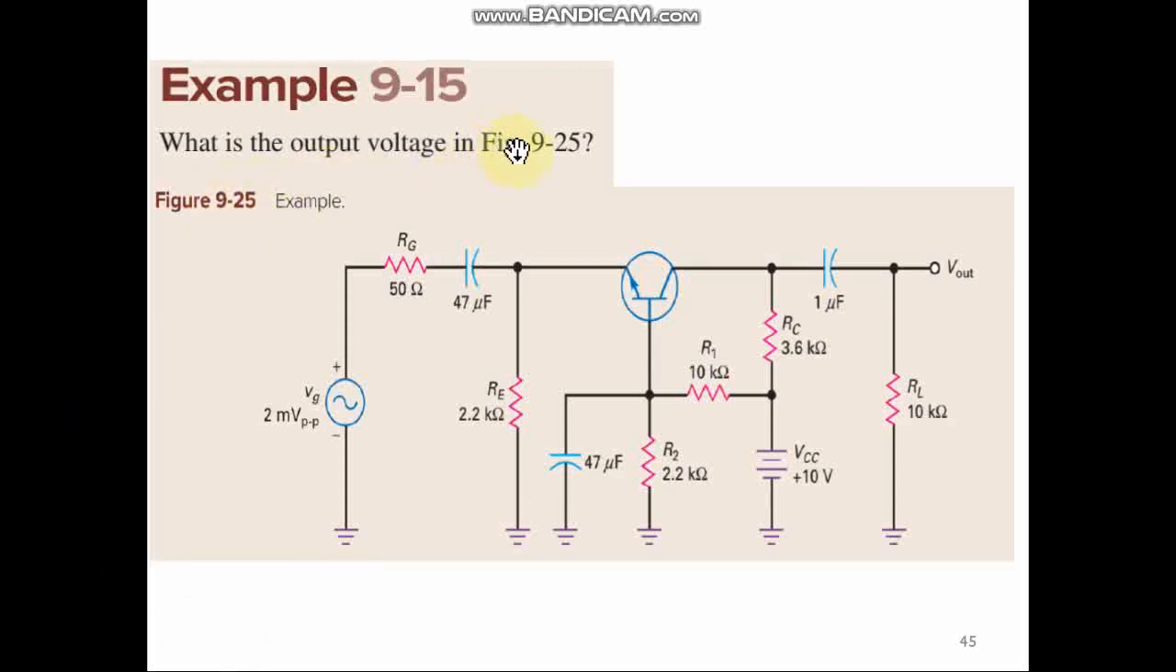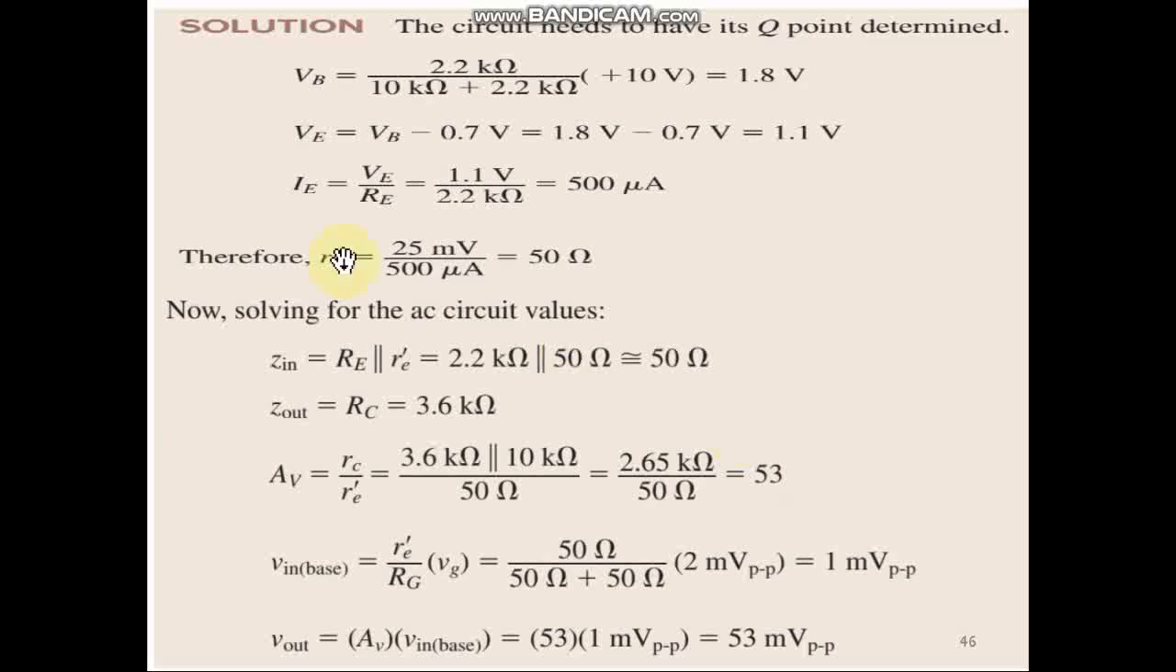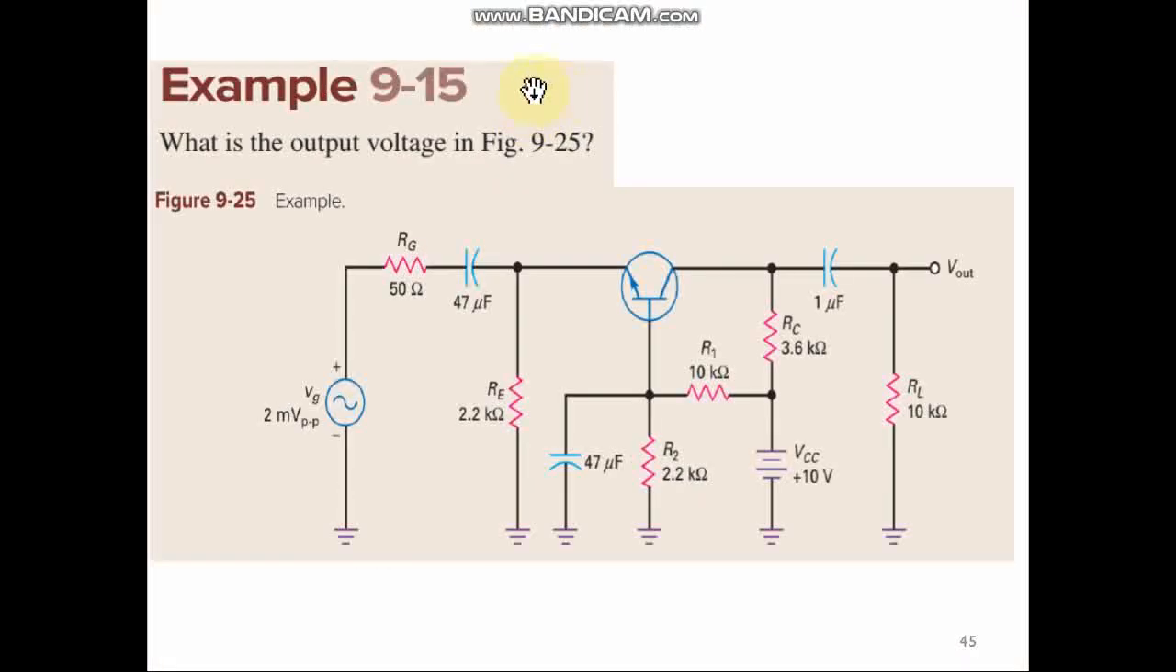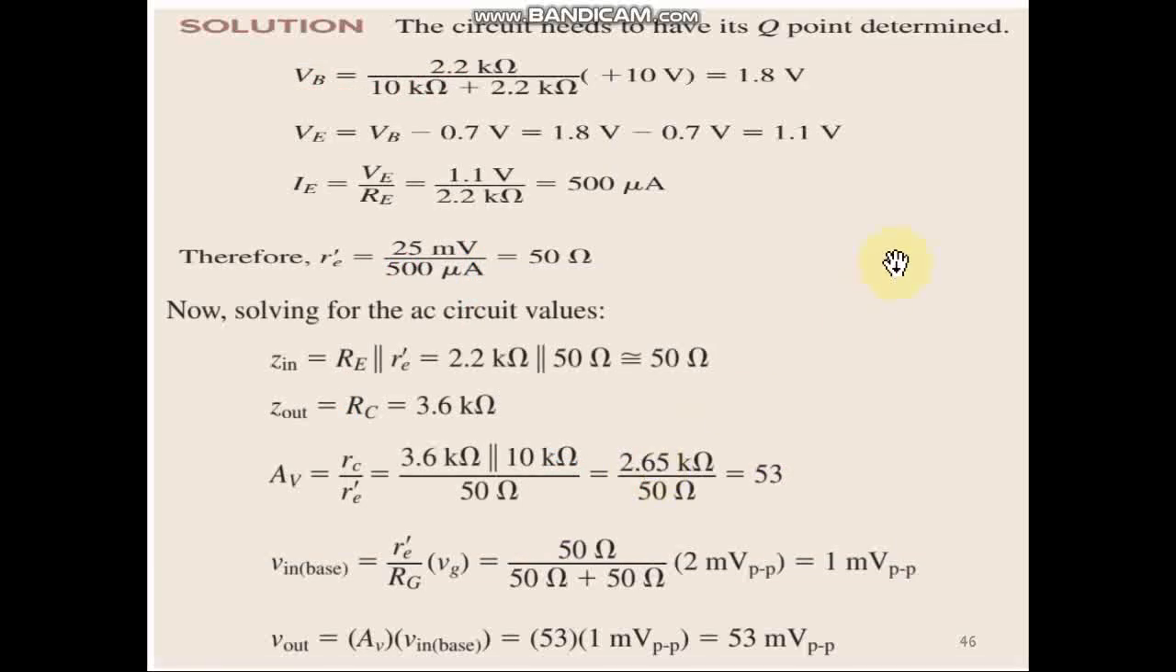What is the output voltage in the given figure? So we need to find out the voltage across RL. First of all, you can do the DC analysis. You can find VB as 2.2 upon 10K plus 2.2, that is R1 and R2. R1 is 10, this is 2.2. So your VB will be 1.8, VE 1.1, IE is 500 microampere. RE dash you can find out by solving this. The Zin is RE parallel RE dash, so that is equal to 50 ohm. Input impedance is only 50 ohm.